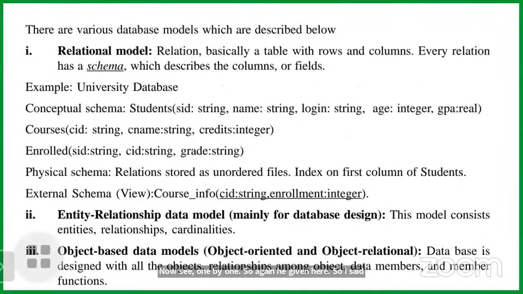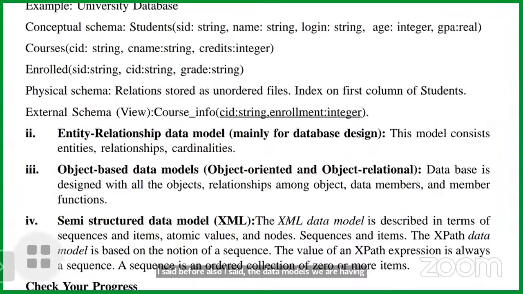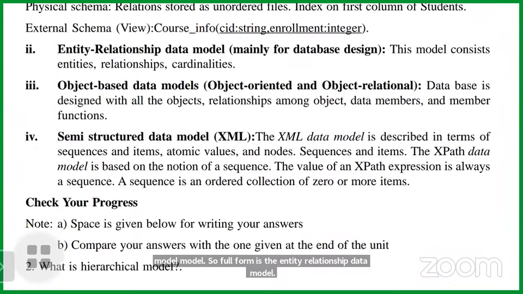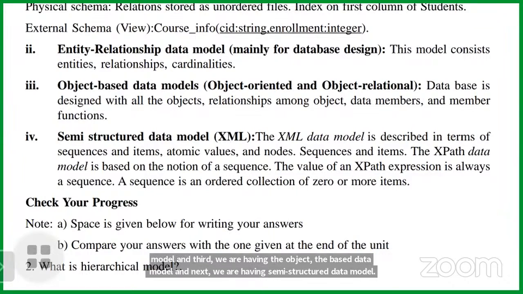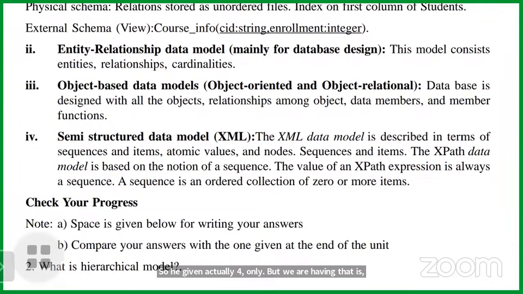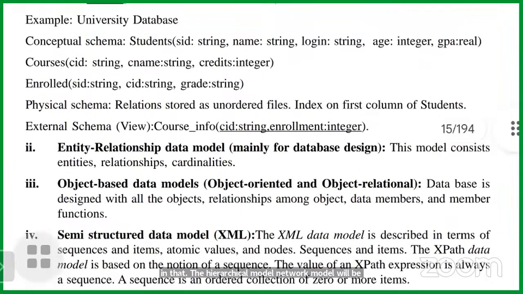A relational data model, and the ER model, whose full form is the entity relationship data model. Third, we have the object-based data model, and next the semi-structured data model. He has actually given only 4, but the hierarchical model and network model will be coming, I think, under semi-structured. Okay, so see here what he has given.